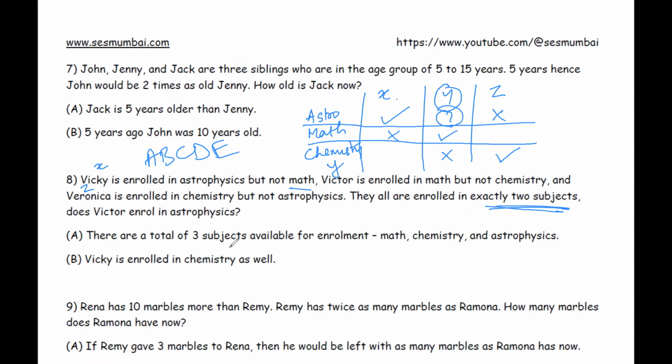There are a total of three subjects available for enrollment, which are math, chemistry, and astrophysics. So these are the only three subjects. So clearly A answers. So B, C, E is out. It's either A or D.